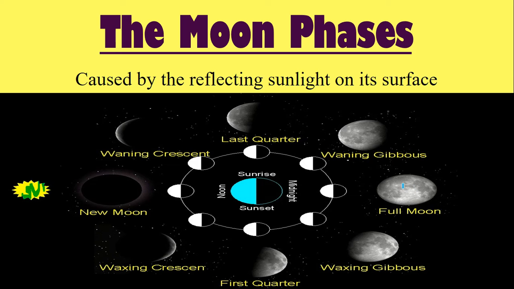Full moon is basically saying that it's reflecting all the sunlight that hits it. Then we wane off of the full moon, the waning gibbous, the last quarter, and the waning crescent till we get back to the new moon. The way I remember it is I think of the movie The Karate Kid, wax on, wane off. Wax on, wane off. And that's how you do the moon phases.